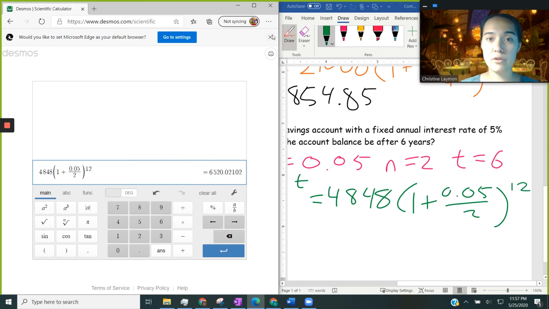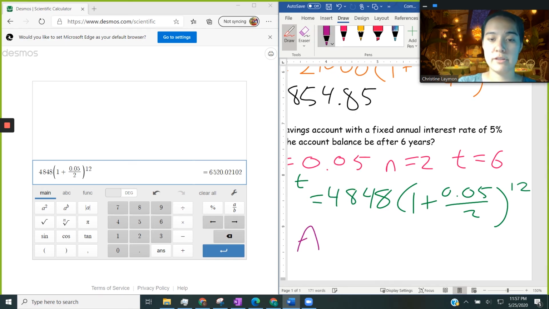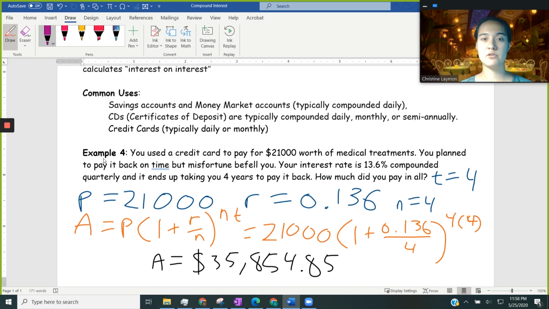So overall, it looks like our total amount is going to be $6,520.02. Okay, so you started by investing $4,848, and based on this interest rate, after 6 years, you have a total of $6,520.02.